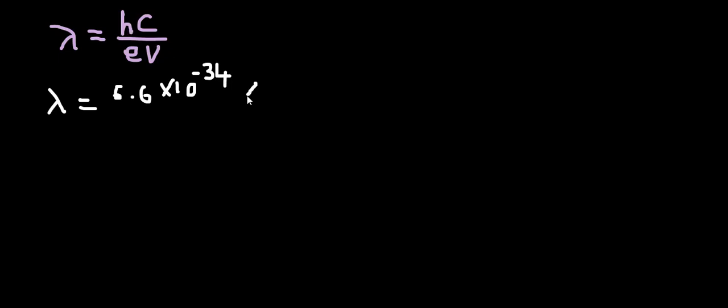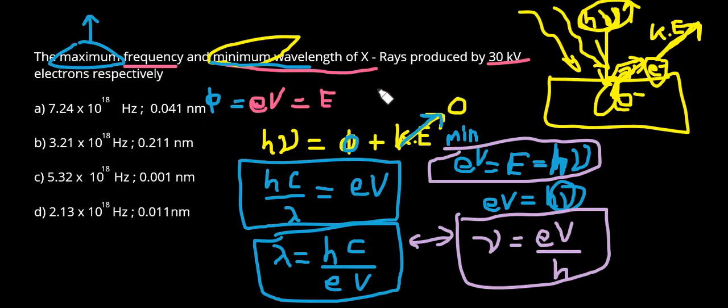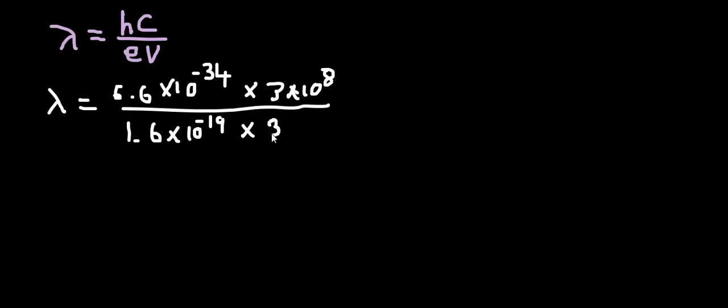And c is nothing but the velocity of light, which is 3 into 10 power 8 meter per second. This is going to be divided by the charge present in one electron, which is 1.6 into 10 power minus 19 coulomb, into the voltage, which is 30 kilovolts. 30 kilo means 30 into 10 power 3 volts.